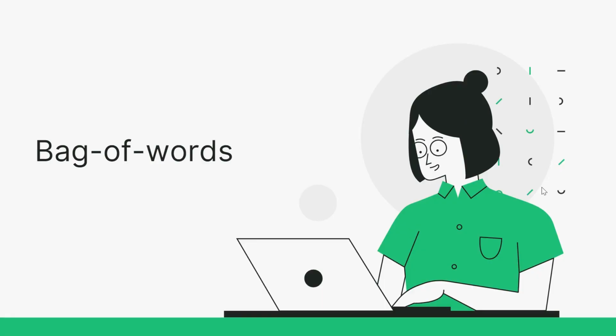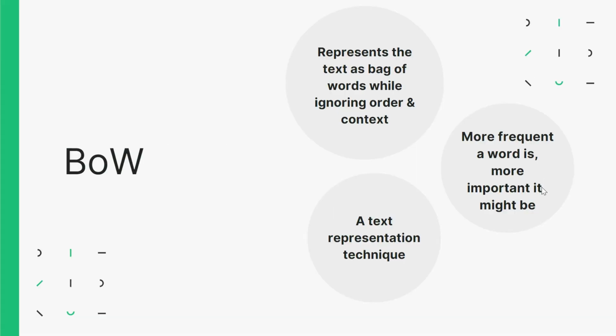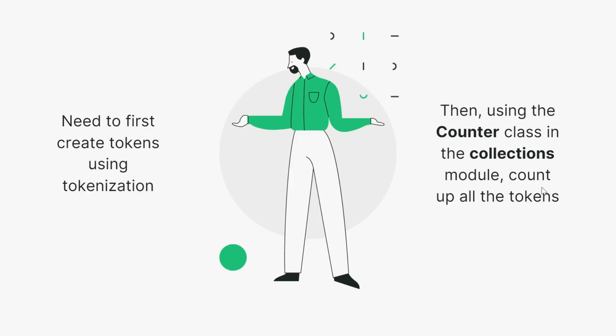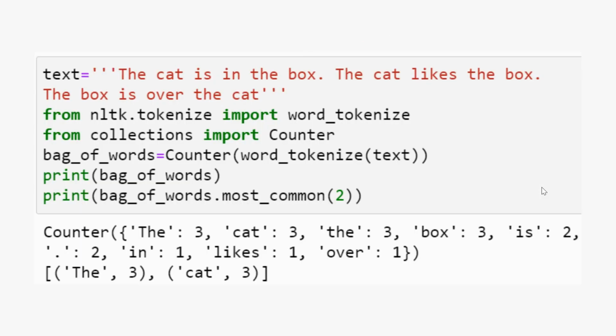Come, let's learn together. Bag of words. It's a text representation technique. It represents the text as a bag of words while ignoring order and context. The more frequent a word is, the more important it might be. So for this, we need to first create tokens using tokenization, then use the Counter class in the collections module to count up all the tokens, right?